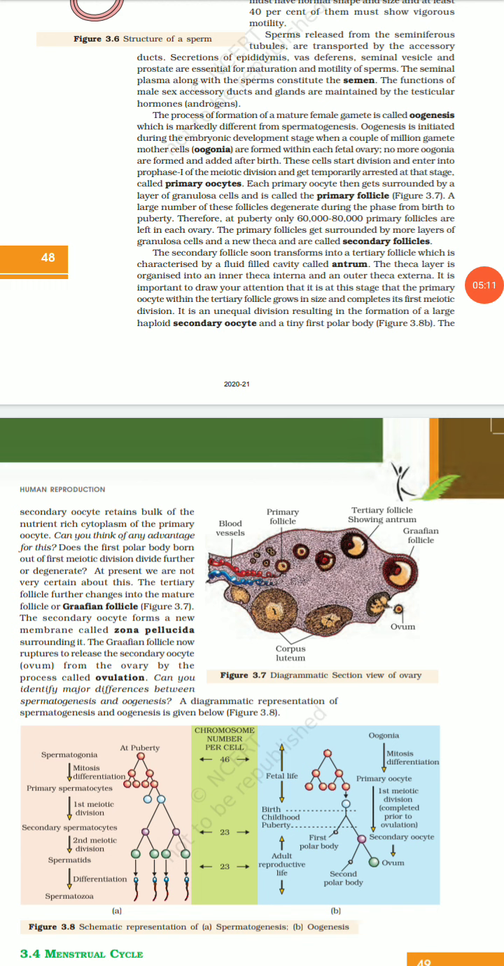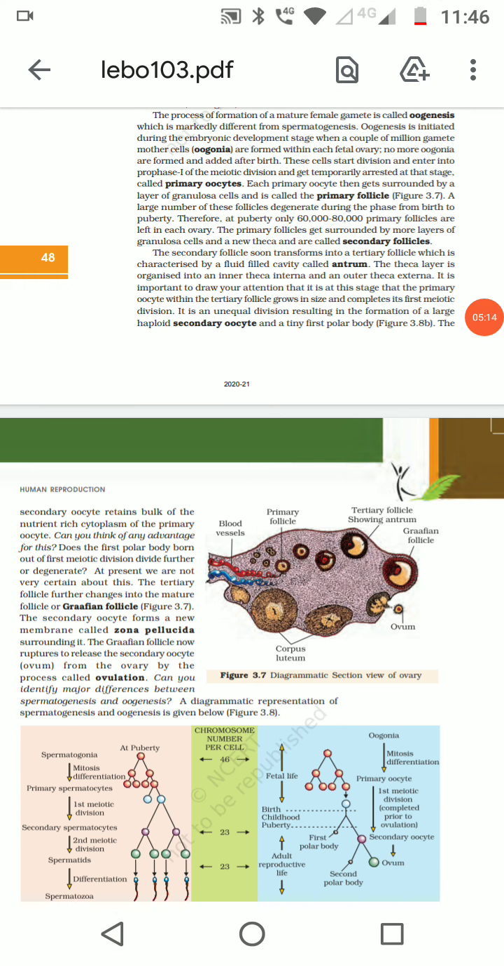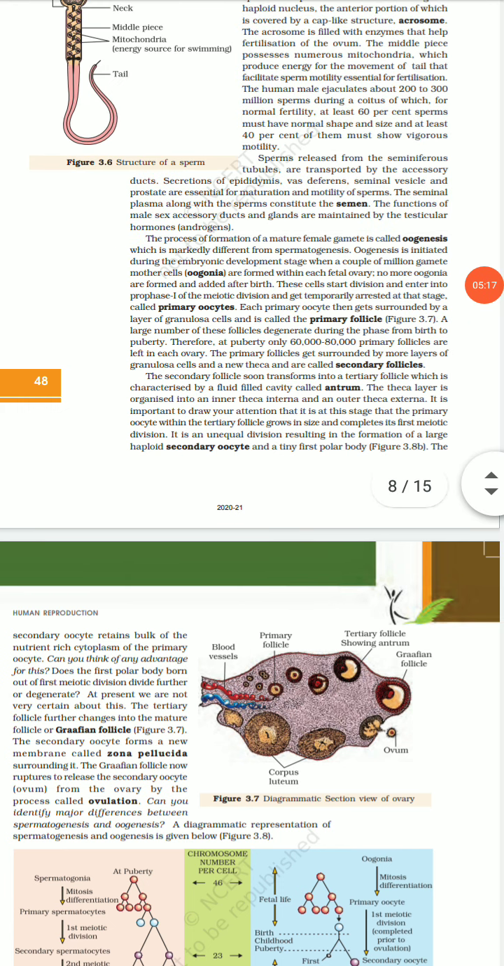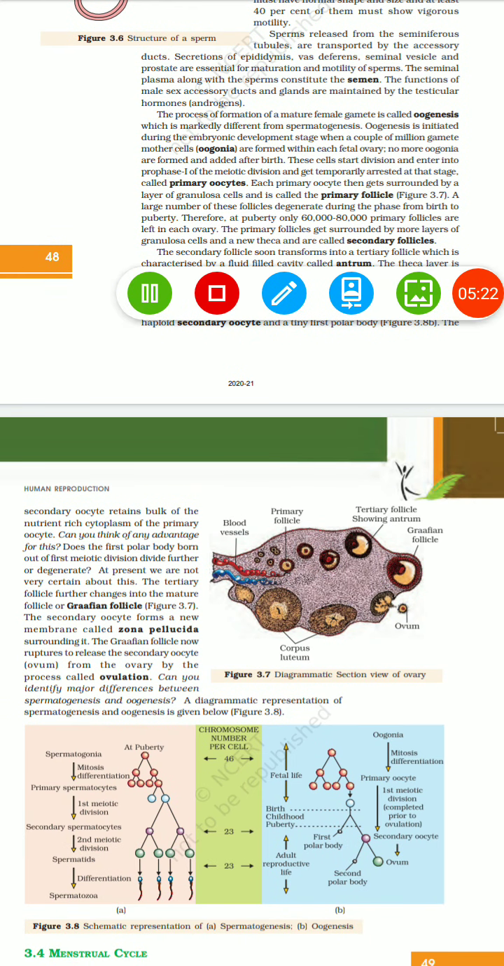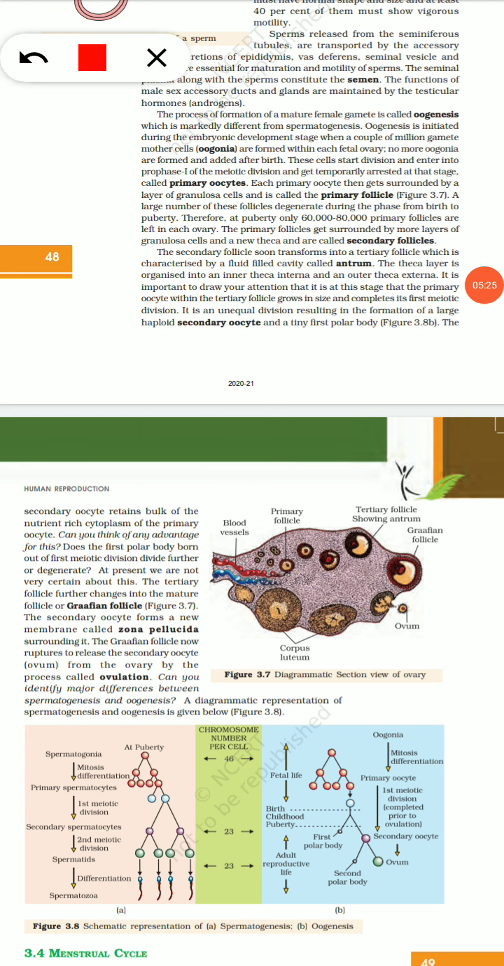Each primary oocyte gets surrounded by a layer of granulosa cells, and this is known as the primary follicle. Okay, so this primary follicle will be surrounded by a number of layers, more layers of granulosa cells, and this is known as the secondary follicle. So you have the primary follicle, the secondary follicle, and then we will also have the tertiary follicle.